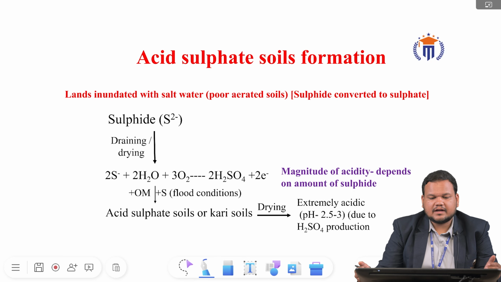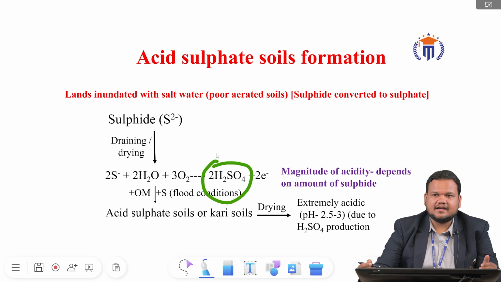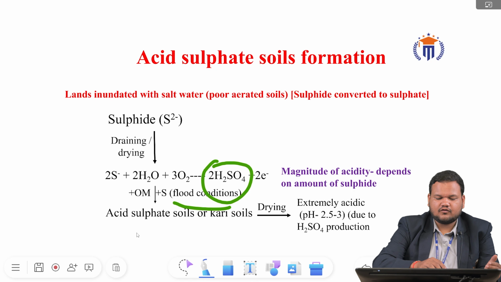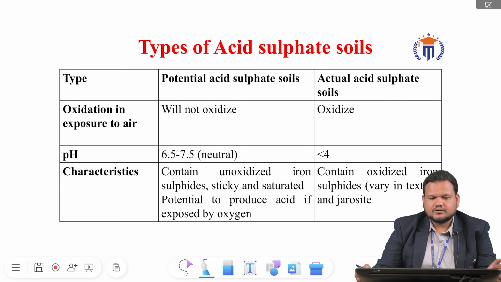So this is how acid sulfate soil is formed, as you can see in the case of mangrove areas. Where there is more salt water, after drying, it reacts with water and leads to formation of sulfuric acid. Again, when more organic matter and sulfur are added under flooded conditions, it will lead to formation of acid sulfate soils. On drying, it will become very acidic. So if more sulfide is present, then more acidity is present, leading to a decrease in the pH of the soil.